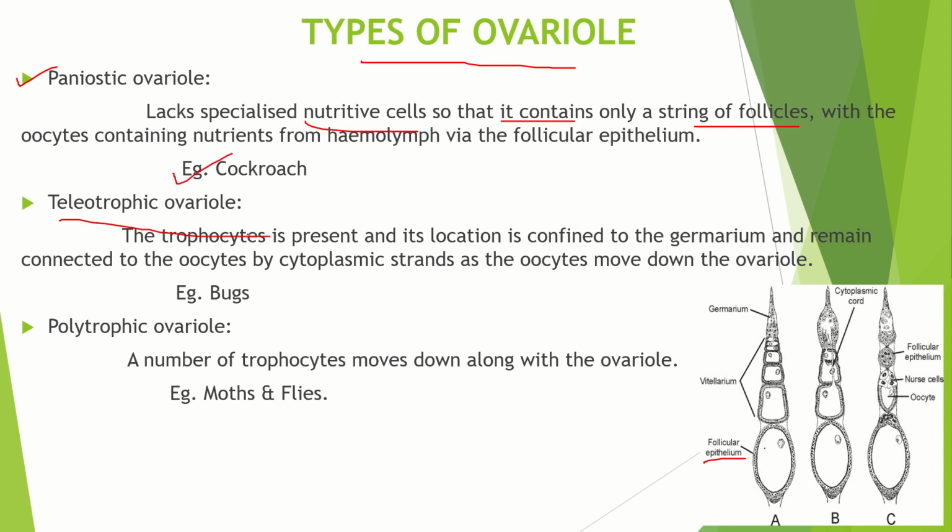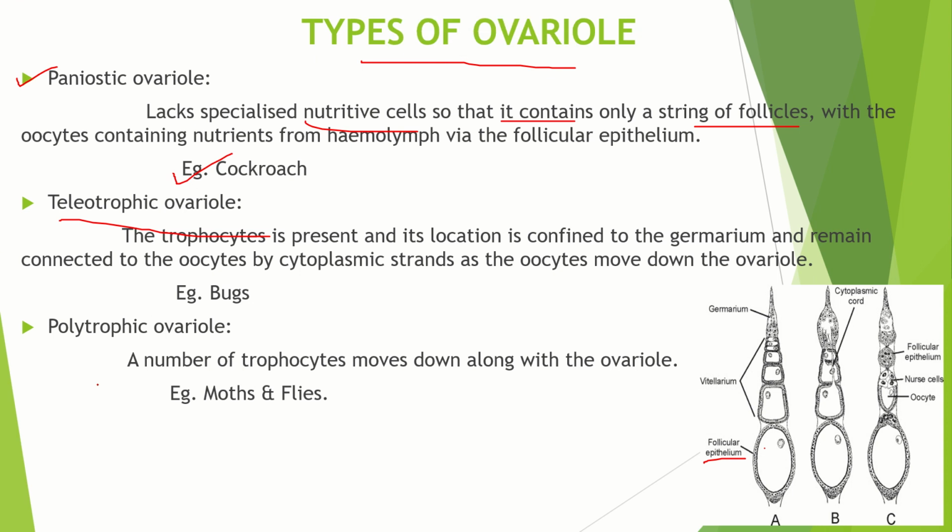Next is the meroistic ovariole. The meroistic ovariole is divided into two types: one is the telotrophic ovariole, another is the polytrophic ovariole. In these two types of ovariole, the trophocytes provide the oocyte with RNA, and the meroistic ovariole contains stem cells, primary oocytes, prefollicular tissue, and nurse cells contained within the germarium.